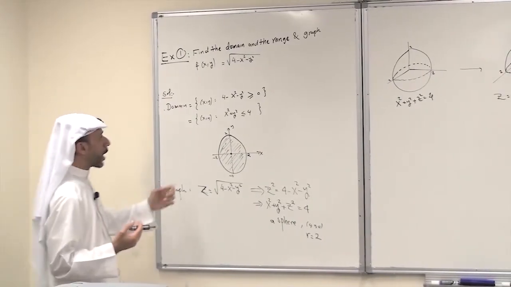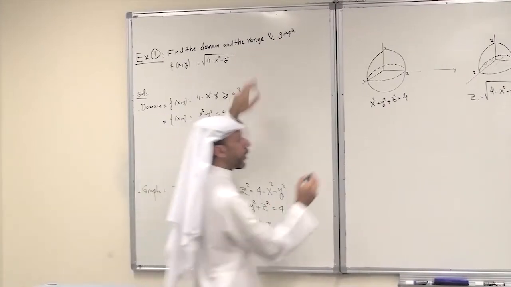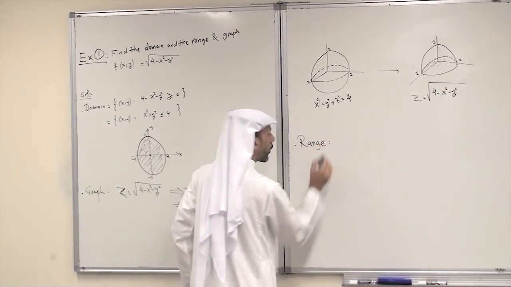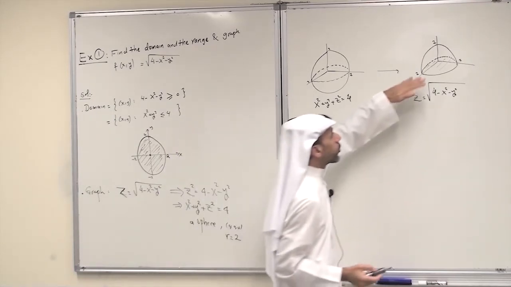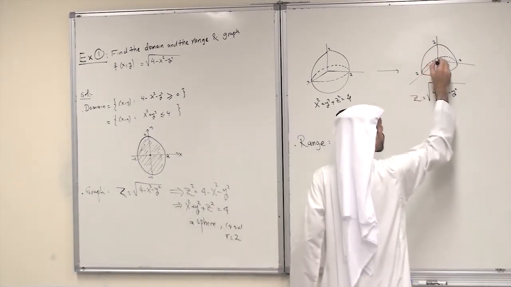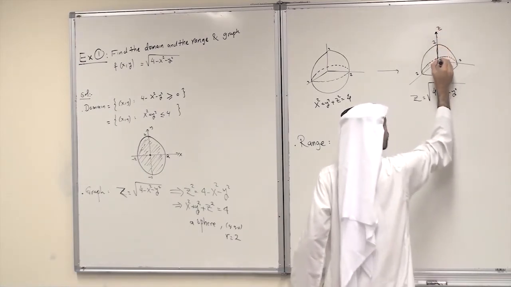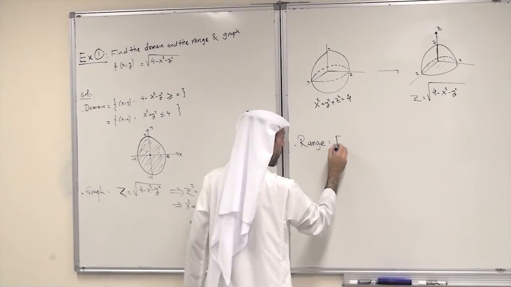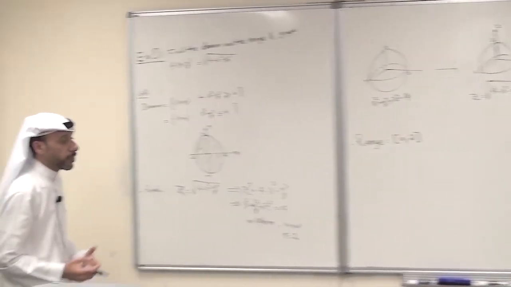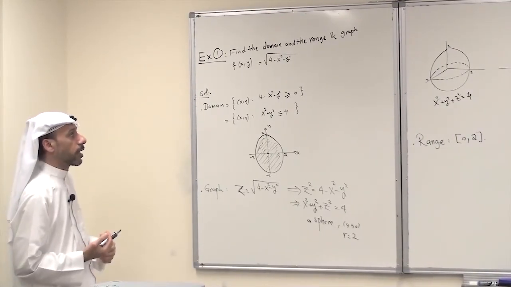Since we were able to graph the function, from the graph we can get the range. The range equals all possible values of z from the graph. And from the graph, all possible values of z are from 0 to 2. So the range will be all values from 0 to 2. This is the range of the given function, and we get it from the graph.